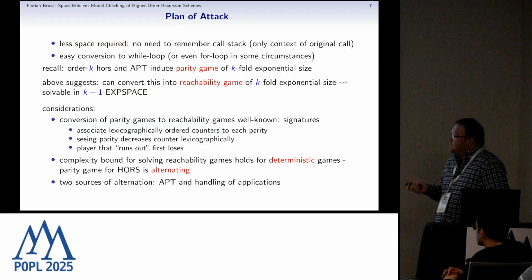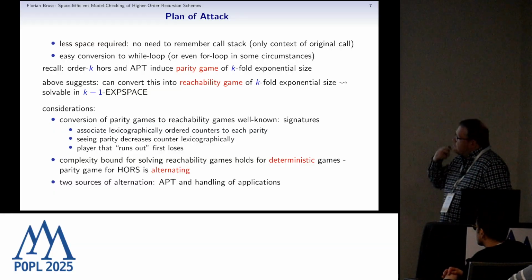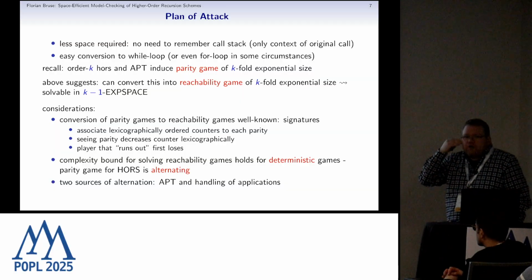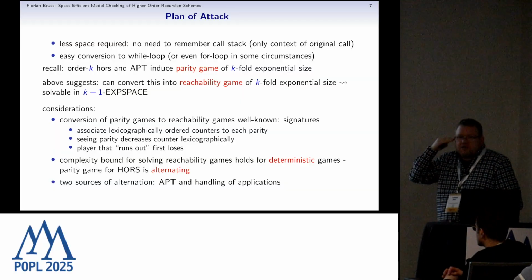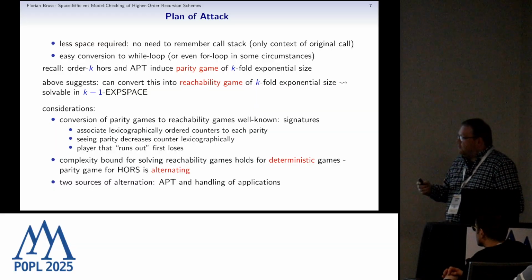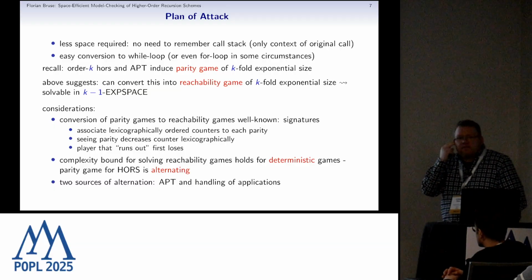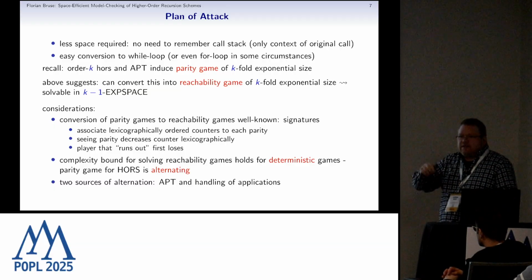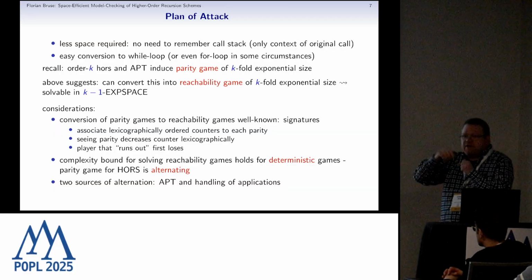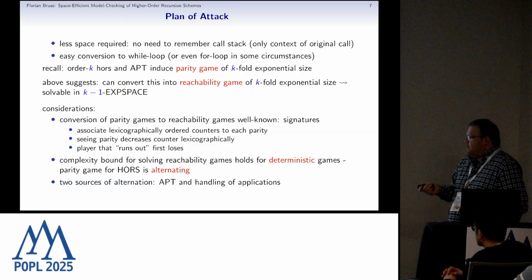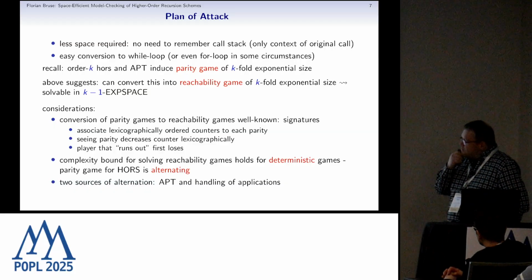So this is actually very easy to convert this parity game into a reachability game. The problem, though, is, of course, that the result that reachability games are easy to solve only holds for deterministic reachability games, and these parity games are alternating. So we kind of have to get rid of the alternation in the game. There's a Boolean alternation in the sense that this is actually a 2-player game. We actually want this to be a 0-player game. And there are 2 sources of alternation in this game.